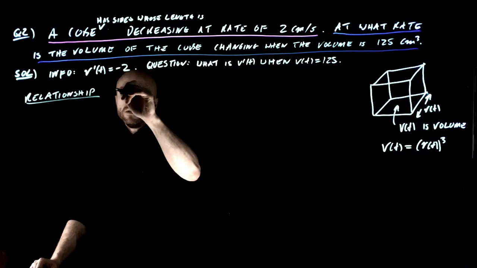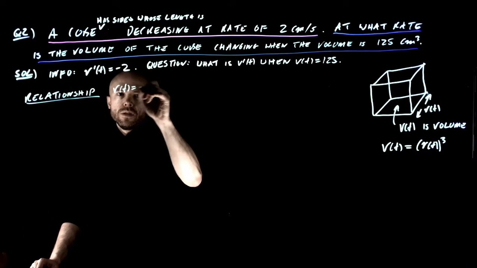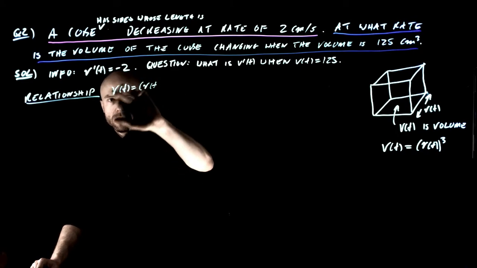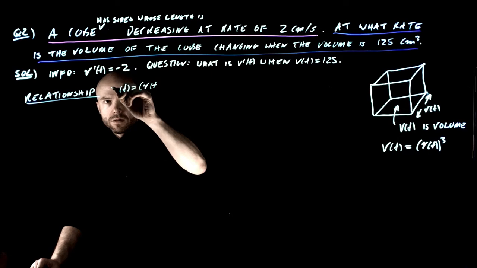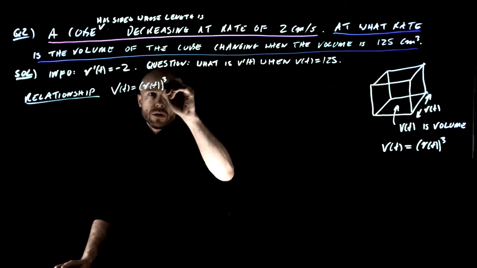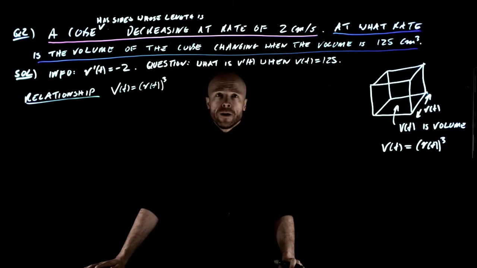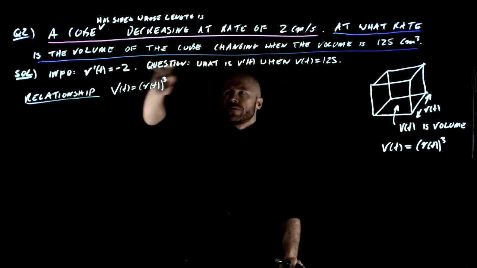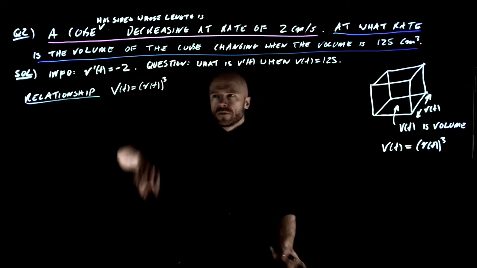Write it again. V of t equals r of t. So my v's and my r's look a bit similar. Let me correct that. V of t equals r of t to the power 3. And then, since our question is about v prime, and our information is about r prime, the natural thing is to differentiate this thing.